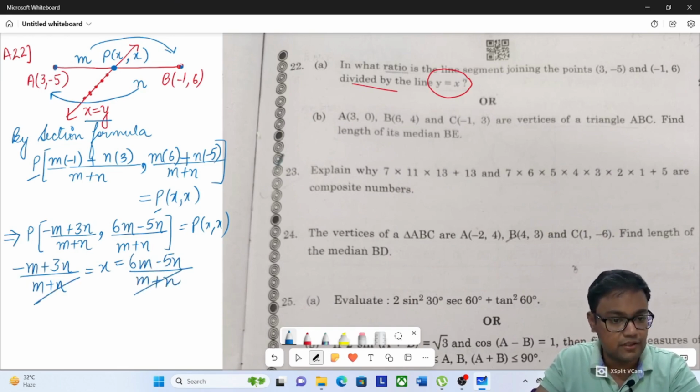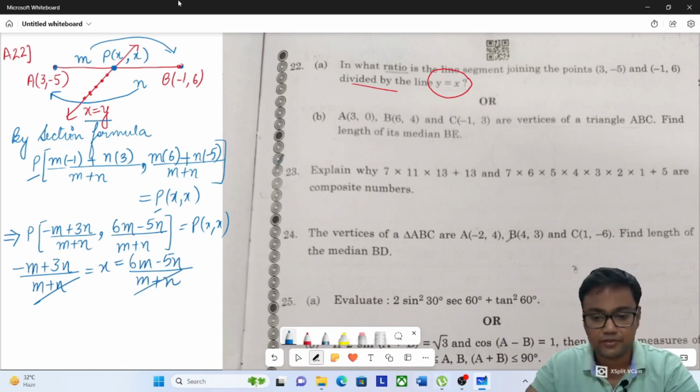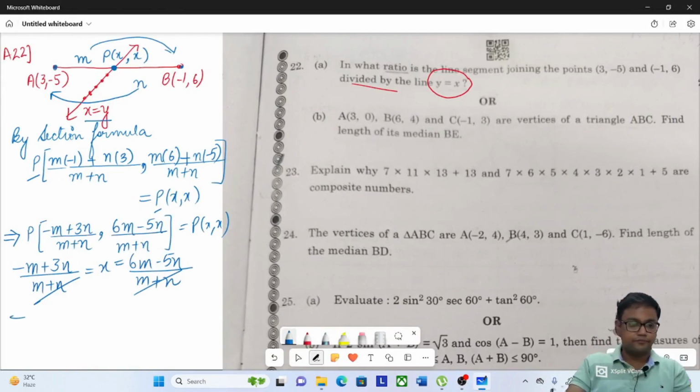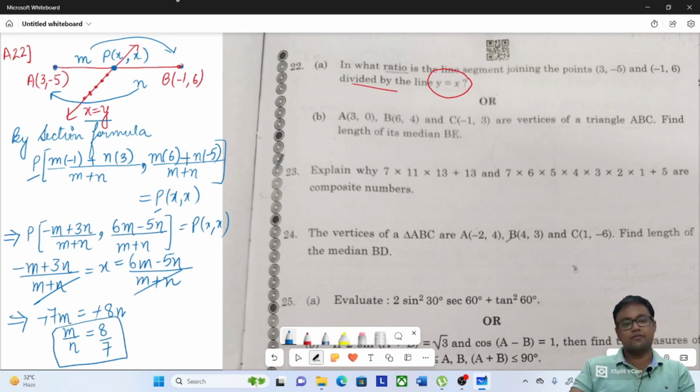So you can see these two terms in the denominators are getting cancelled out. Therefore I can write, minus m minus 6m, that will be minus 7n, and minus 8n. So m over n, that is your k, is m upon n. We could have assumed k as 1 also, you would have got the same answer nevertheless. So the ratio is 8 by 7. So this is the answer.